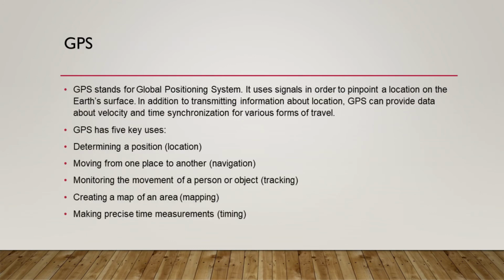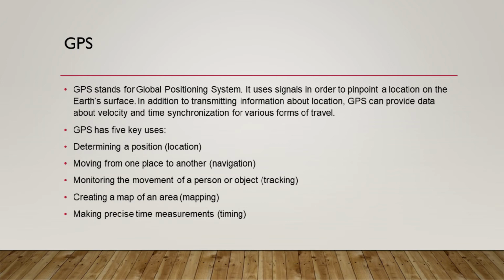GPS. GPS stands for Global Positioning System. It uses signals in order to pinpoint a location on the Earth's surface. In addition to transmitting information about location, GPS can provide data about velocity and time synchronization for various forms of travel.